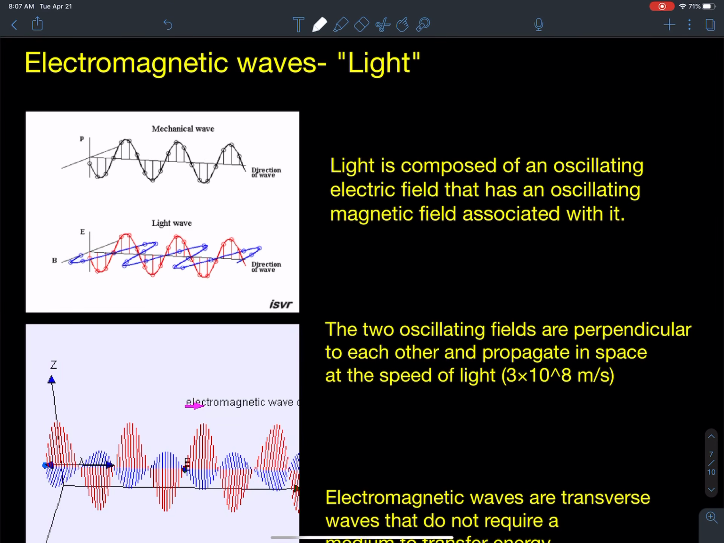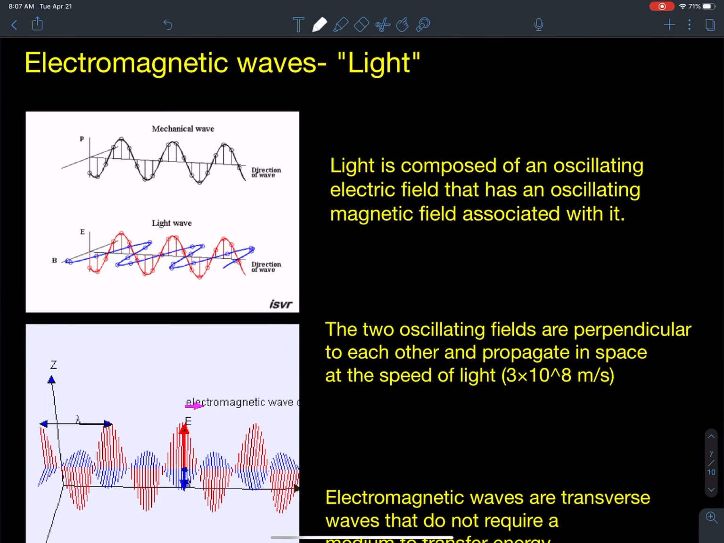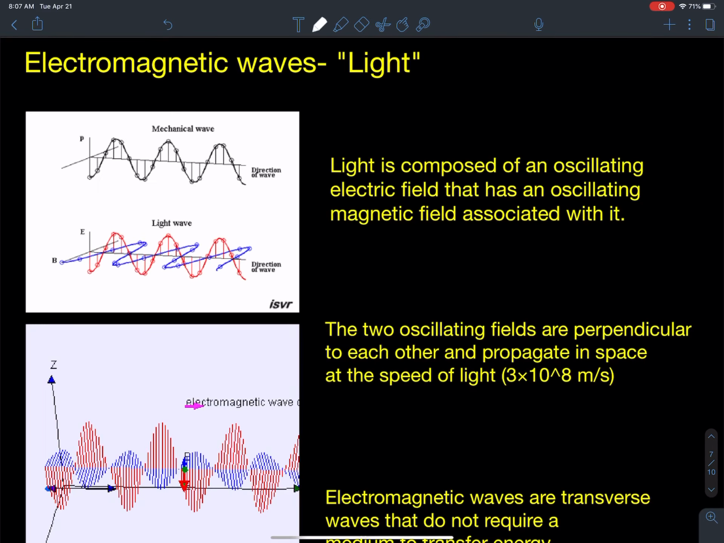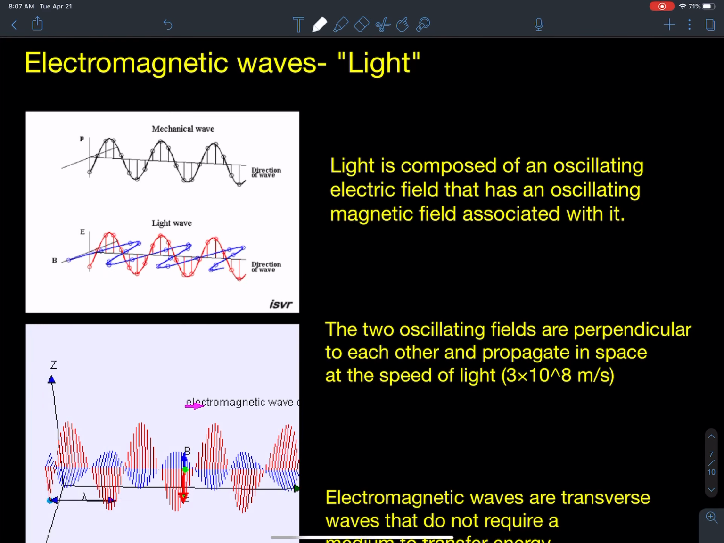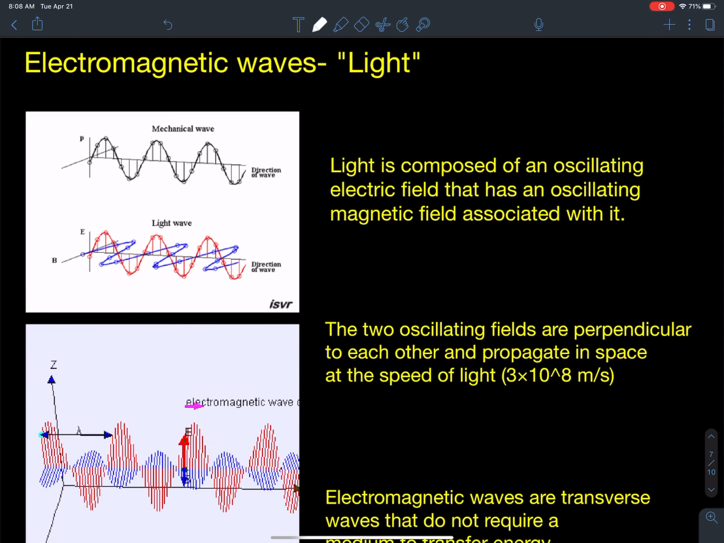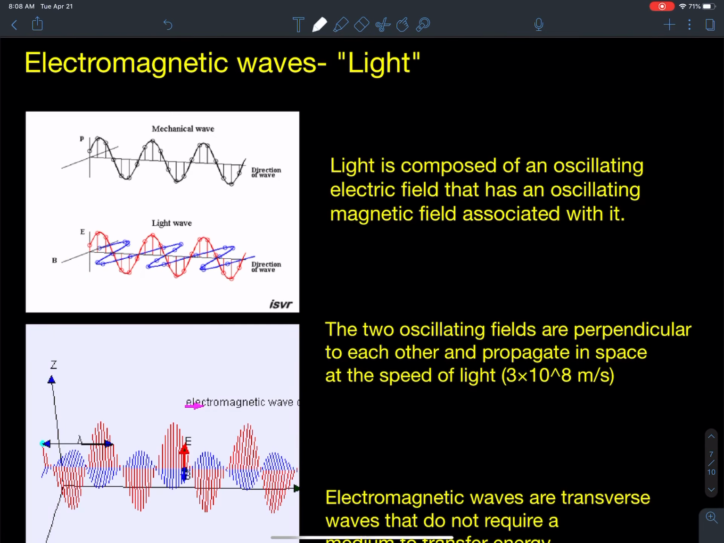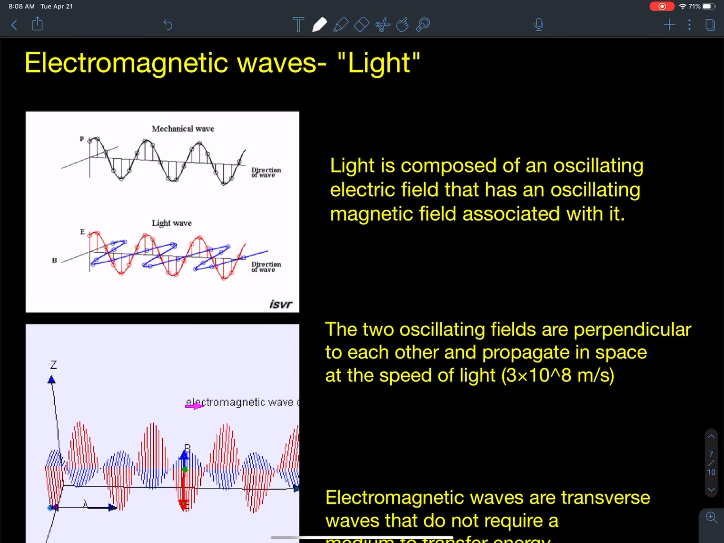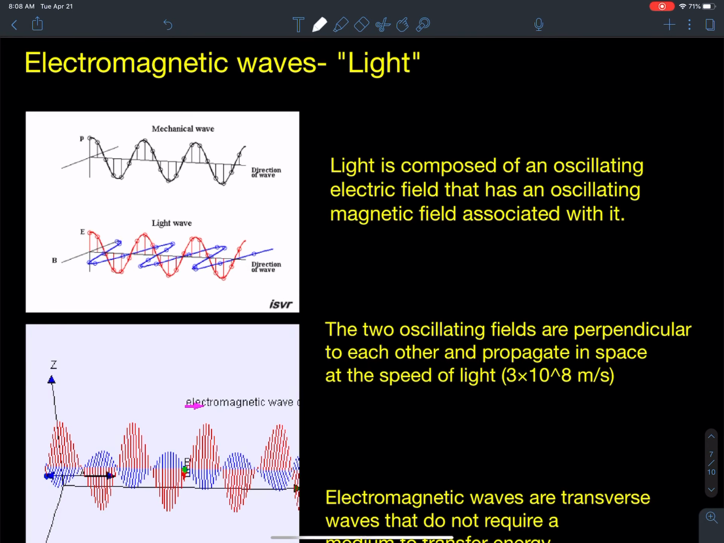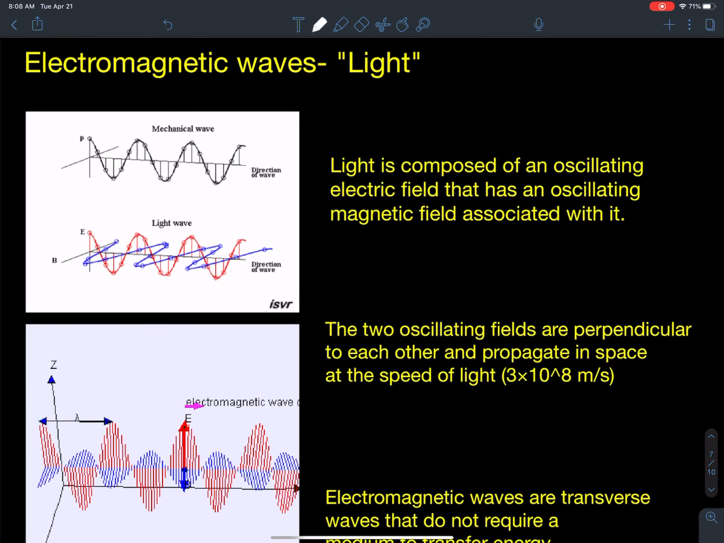All right, so the last class of waves that we're going to be introducing here are called electromagnetic waves, or light, and I'm sure you've come across that before in grade 9. But these waves are kind of magical because, unlike the other mechanical waves we've introduced, electromagnetic waves don't require a medium.